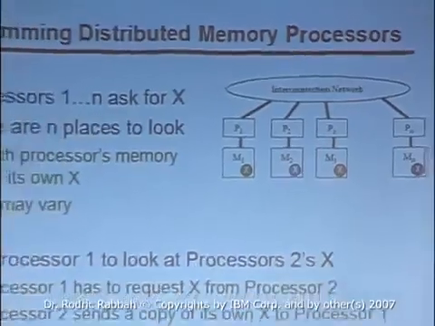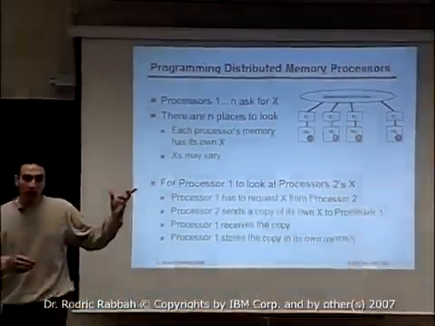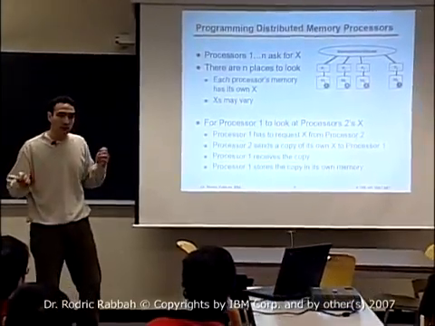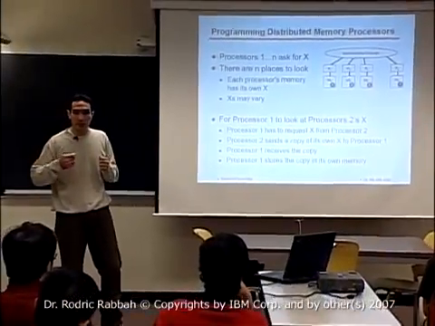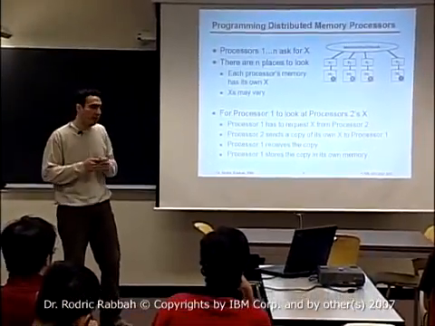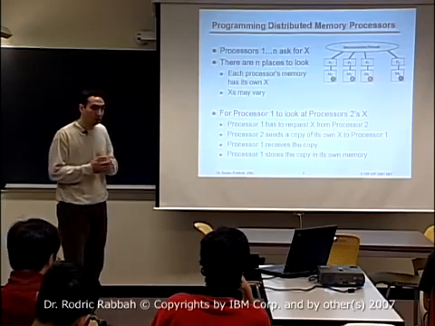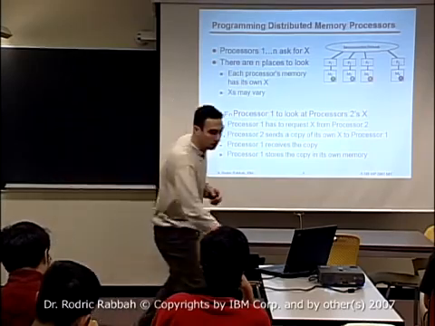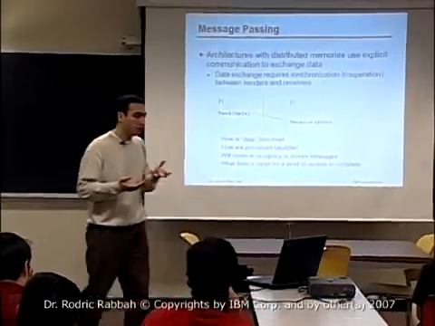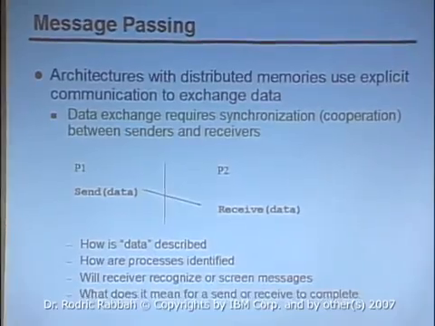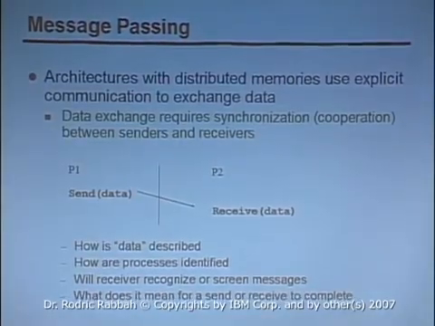So if one processor, say P1, wants to look at the value stored in processor 2's address, it actually has to explicitly request it. Processor 2 has to send it data, and processor 1 has to figure out what to do with that copy. So it has to store it somewhere. So this message passing really uses or exposes explicit communication to exchange data.